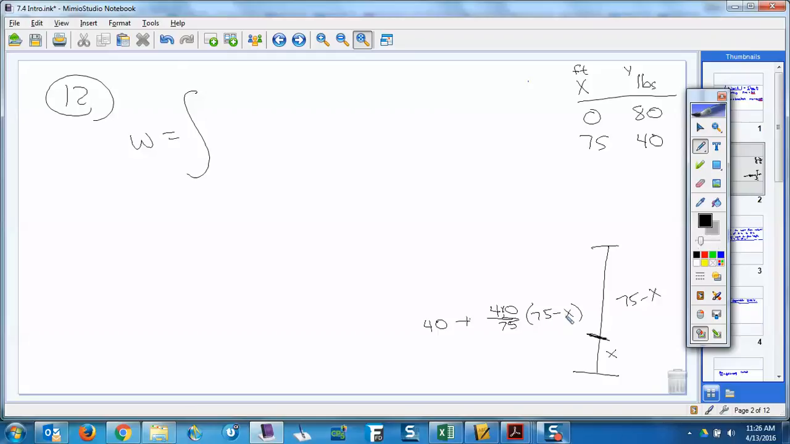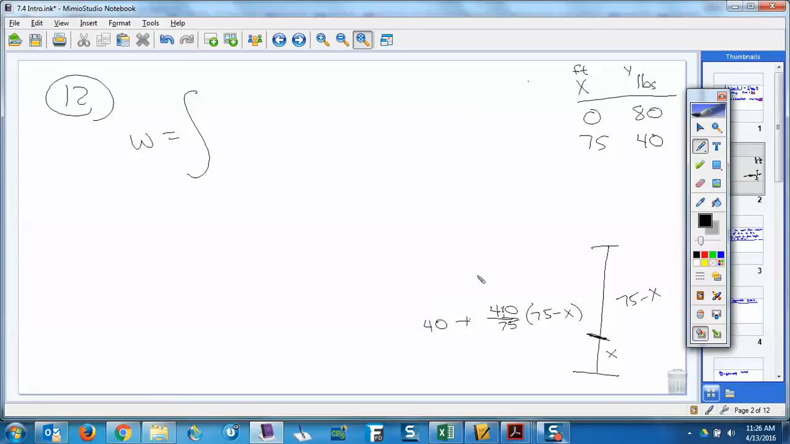75 minus 75 is 0, which wipes that out, which is just 40. So that would work, right? You'd have to make a little bit of an adjustment there. So this would give you how many pounds of water and bucket you have at any length of rope, okay? When X is 0, the 75 cancels, we'd have 40 plus 40, we have 80 pounds of water and bucket. And when X is 75, this would be 0, we'd have 40, and then all the increments in between. Okay, so that would work. That'd be one way to do it.